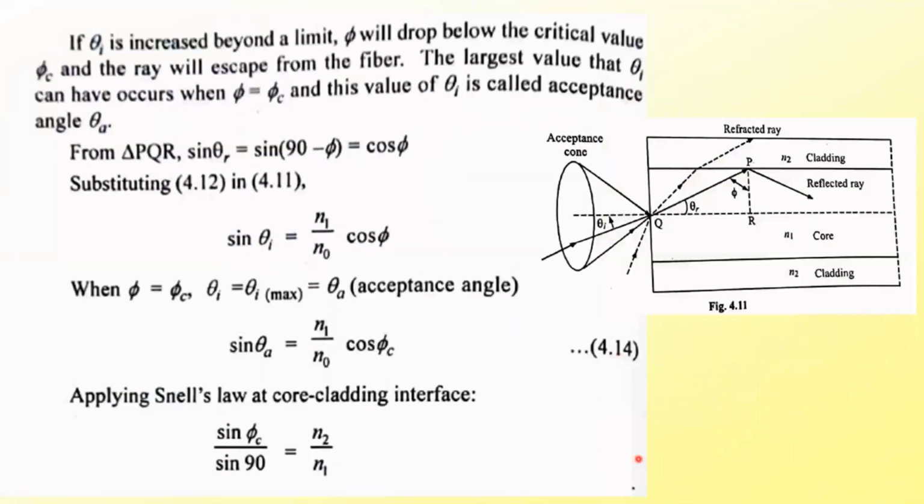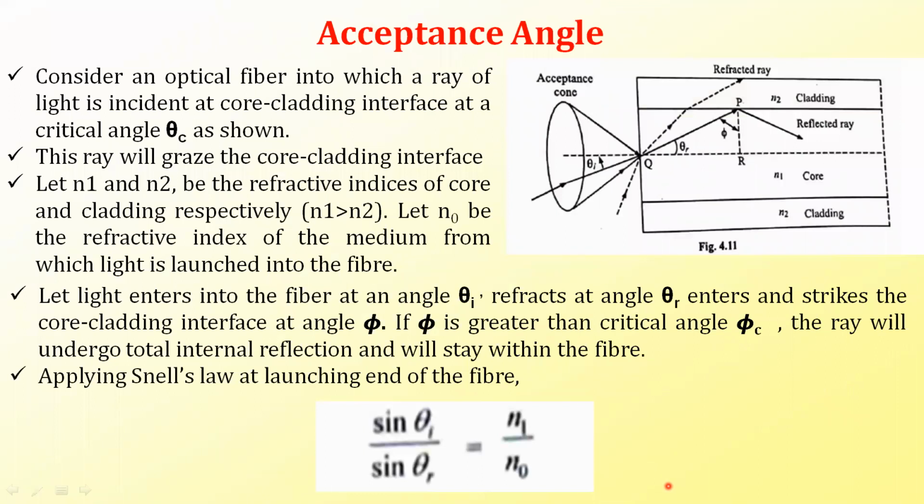Now in terms of this critical propagation angle, or simply critical angle, I can find out how many rays can be accepted at this core cladding interface. For that we are considering again a step index optical fiber. Let n2 be the refractive index of the cladding and n1 the refractive index of the core. So n1 is greater than n2, and let theta c be the critical angle, theta i the angle of incidence, and phi the angle of incidence at this point.